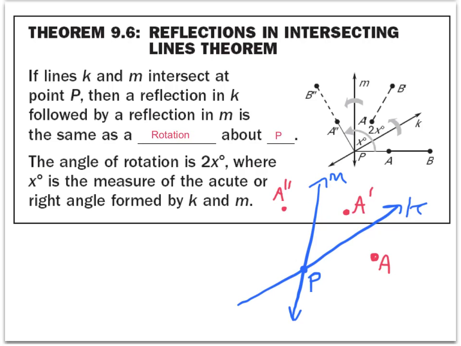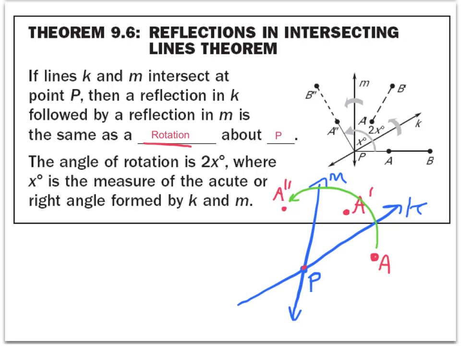And what this theorem says is, if you reflect across two intersecting lines, it's the same thing as a rotation about the point P. So where P is the center of rotation, point A is now being rotated about some degree measure around to A double prime. And we can actually figure out what the rotation is.